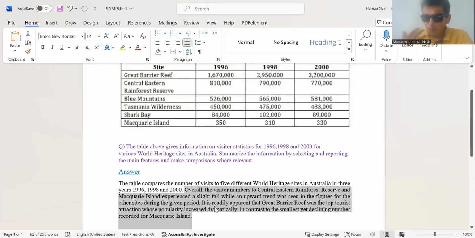So we say that overall, the visitor numbers to the Central Eastern Rainforest Reserve and Macquarie Island experienced a slight fall, while an upward trend was seen in the figures for the other sites during the given period. It is readily apparent that Great Barrier Reef was the top tourist attraction, whose popularity increased dramatically or massively, in contrast to the smallest yet declining number recorded for Macquarie Island, as we've already talked about, right?